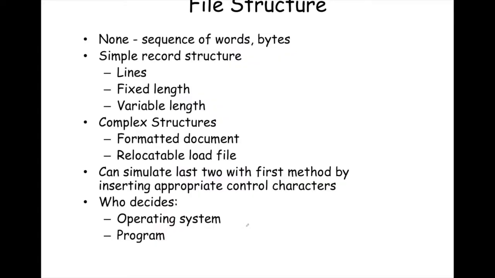File structure can take many, many different forms, and it typically has something to do with the application that's going to use that file. You could have no structure, which would be a sequence of words or bytes. You could have simple structure, like line by line, like lines of text or fixed length.